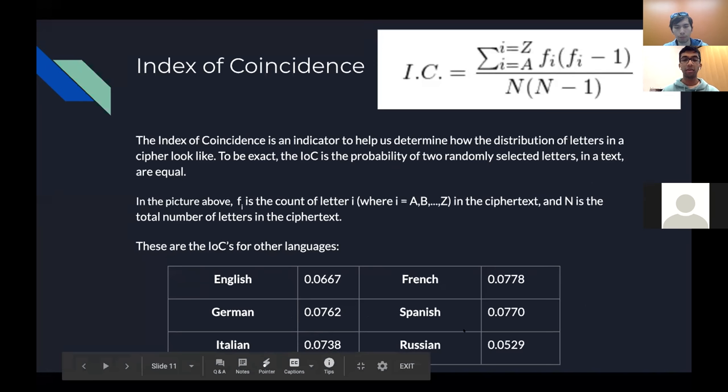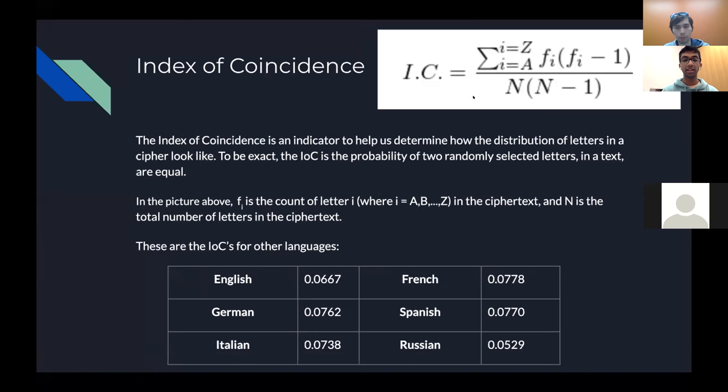If you're focusing on the English language, we can see that English has an index of coincidence of 0.0667, and so on for the other languages. An interesting fact about the index of coincidence: given a plain text in any of those languages, no matter how you encrypt it with a Caesar cipher specifically, the index of coincidence remains the same. So if you give me a plain text in English saying, my name is Ian, and the index of coincidence is around 0.0667, then no matter how I encrypt it with a Caesar cipher using letters A through Z, the index of coincidence of the encrypted version is still going to be around that same value, because the frequencies are just shifted to different letters.